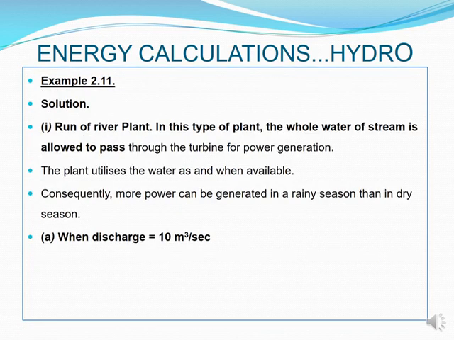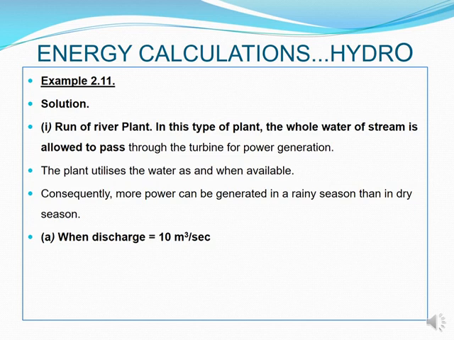So the first part of us doing the solution, we first look at the fact that this type of plant is where your whole water stream is allowed to pass through the turbine. Okay, so if you have that 10 cubic going, or you have the 6, or you have the 1.5, all of it is just allowed to be able to go through. And your plant utilizes the water as and when it's available. So when there's a 10, it utilizes the whole 10. When there is the 6, the whole 6. When there's a 1.5, the whole 1.5. And consequently, more power therefore can be generated during your 10 cubic meters per second season and your 6 cubic meters per second season compared to your 1.5.